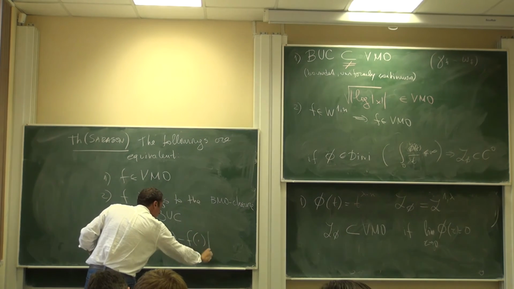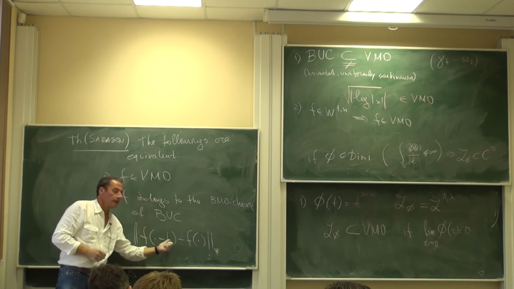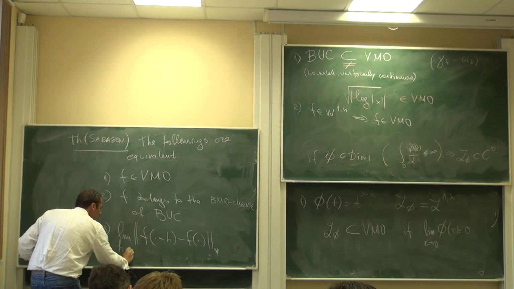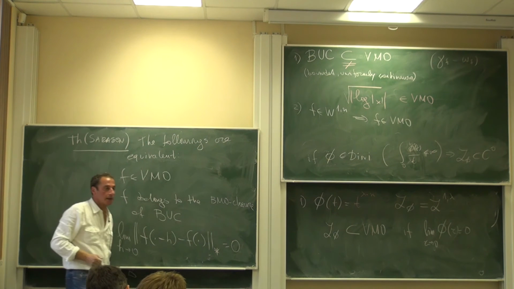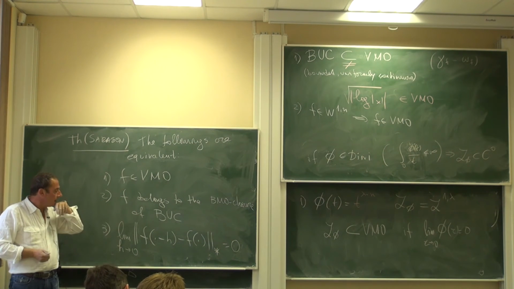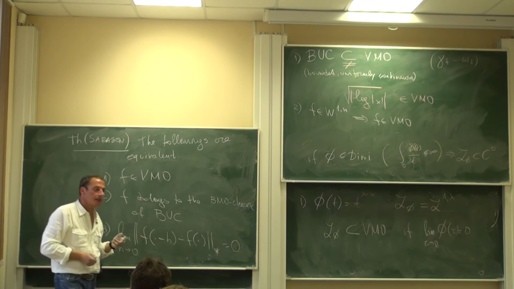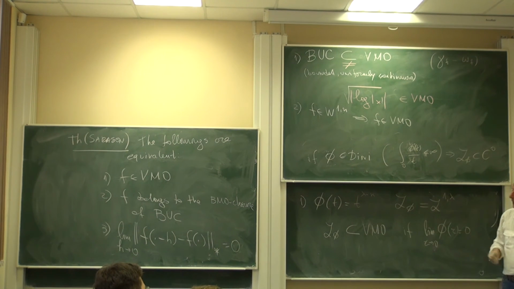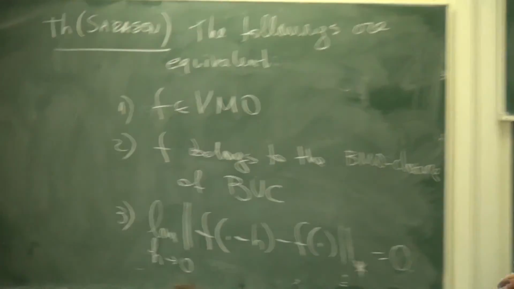Consider the star norm, the VMO norm of this increment, and let the step go to 0. Then this is 0. So it means in some sense that you can approximate a VMO function by the usual mollifiers in terms of the VMO norm.